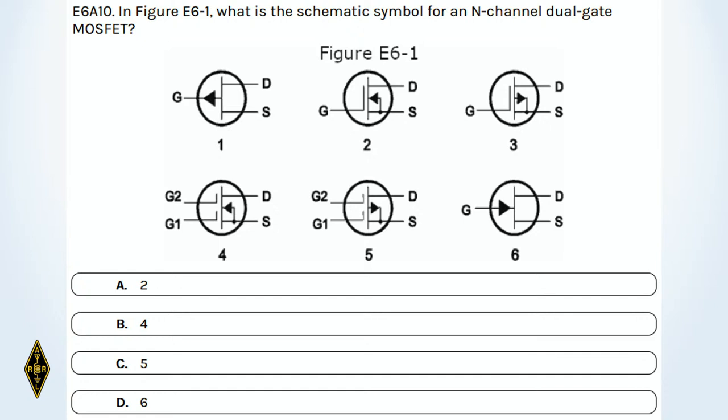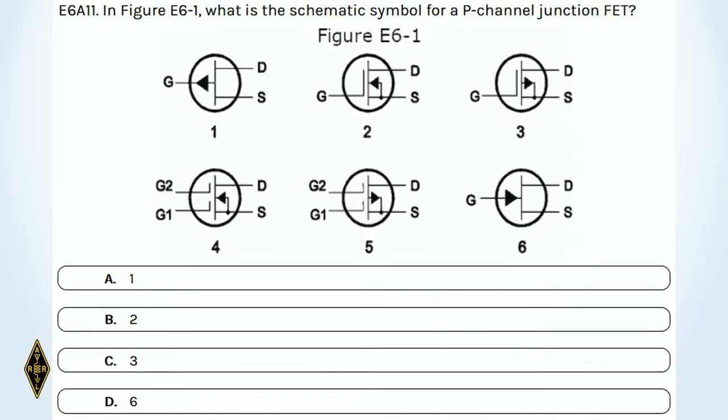All right, in this figure, what is the schematic symbol for an N-channel dual gate MOSFET? Bravo. So Bravo is this one right here, number 4. So we're looking for a dual gate MOSFET, N channel. There's gate 2, gate 1, N channel. You are correct. And in this figure, what is the schematic symbol for a P channel junction FET? Alpha. It's number 1 on the diagram up there, which is alpha in the answer sheet. Notice the arrow is pointed away from the channel. That makes it P channel.